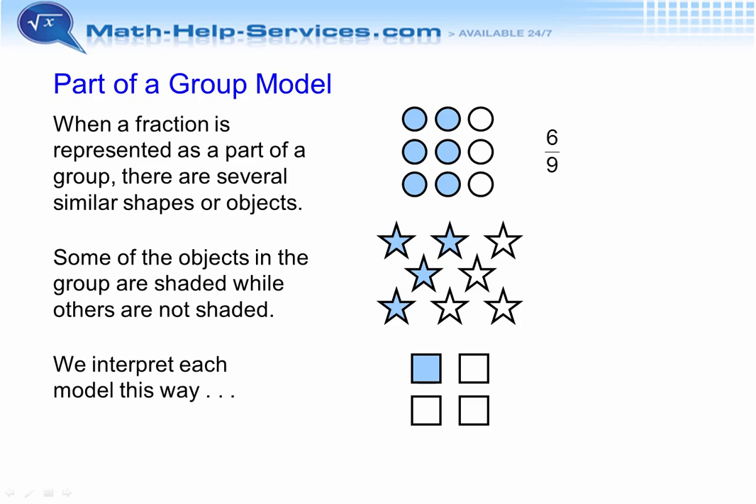Notice in the top one, we have 6/9. We have 9 objects in total, and 6 of them are shaded. In the middle one, we have 4/8. That is 8 objects in total, and 4 of them are shaded. And in the bottom one, we have 1/4. 4 objects in total, and 1 shaded. Notice the total number of objects is the denominator, and how many are shaded is the numerator.